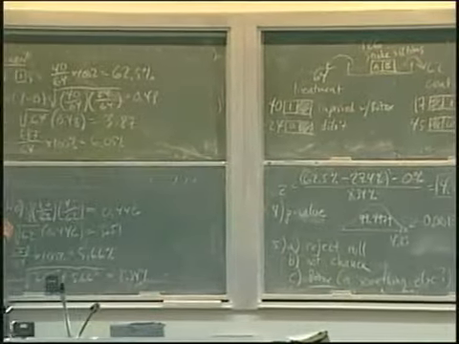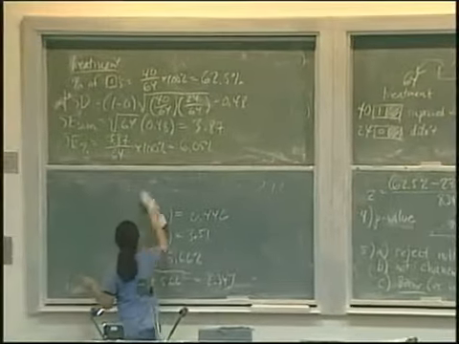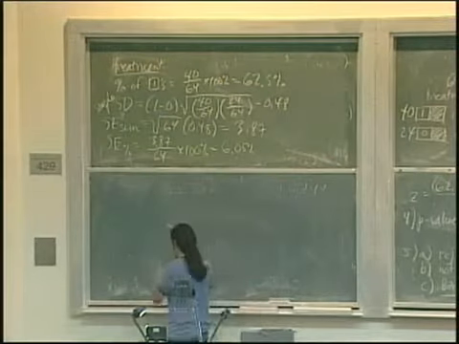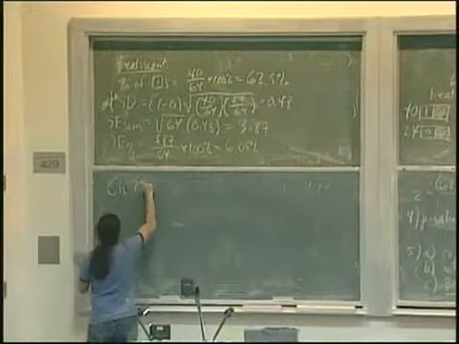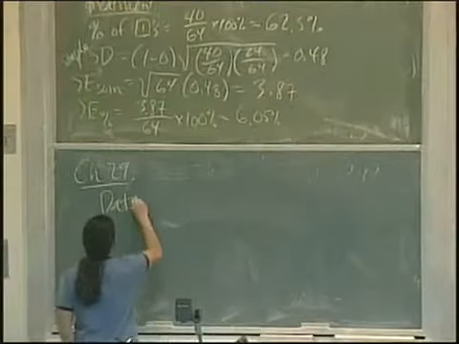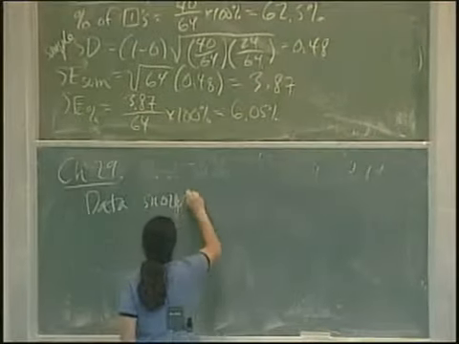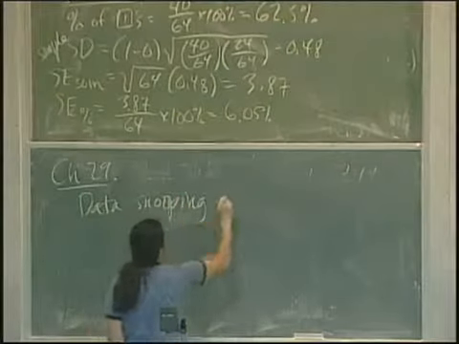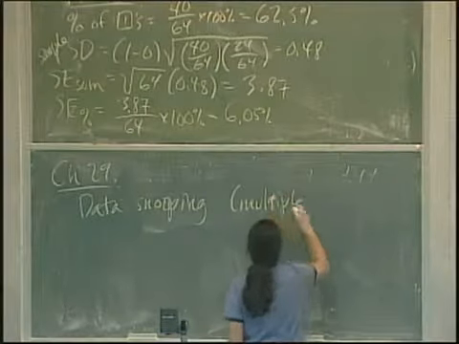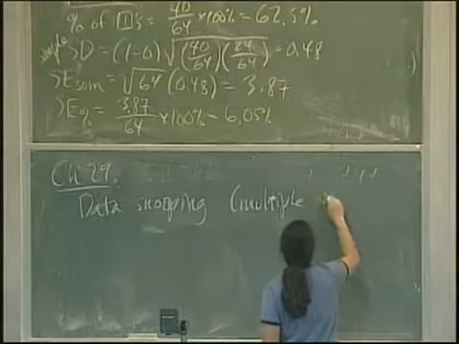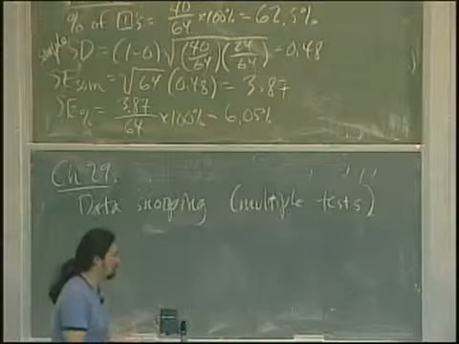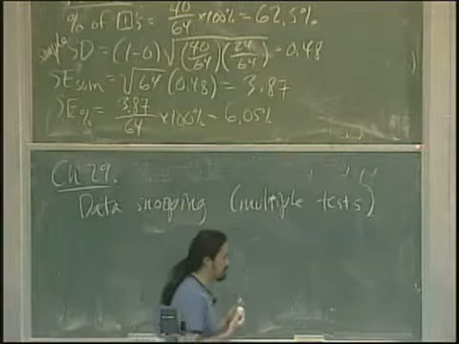Okay, so I just want to say a little bit about Chapter 29. There's basically two issues I want to address in Chapter 29. One of them is what's generally called data snooping or multiple tests. The book refers to it as data snooping. I prefer talking about it as multiple tests because I think it's more indicative of what is actually happening.